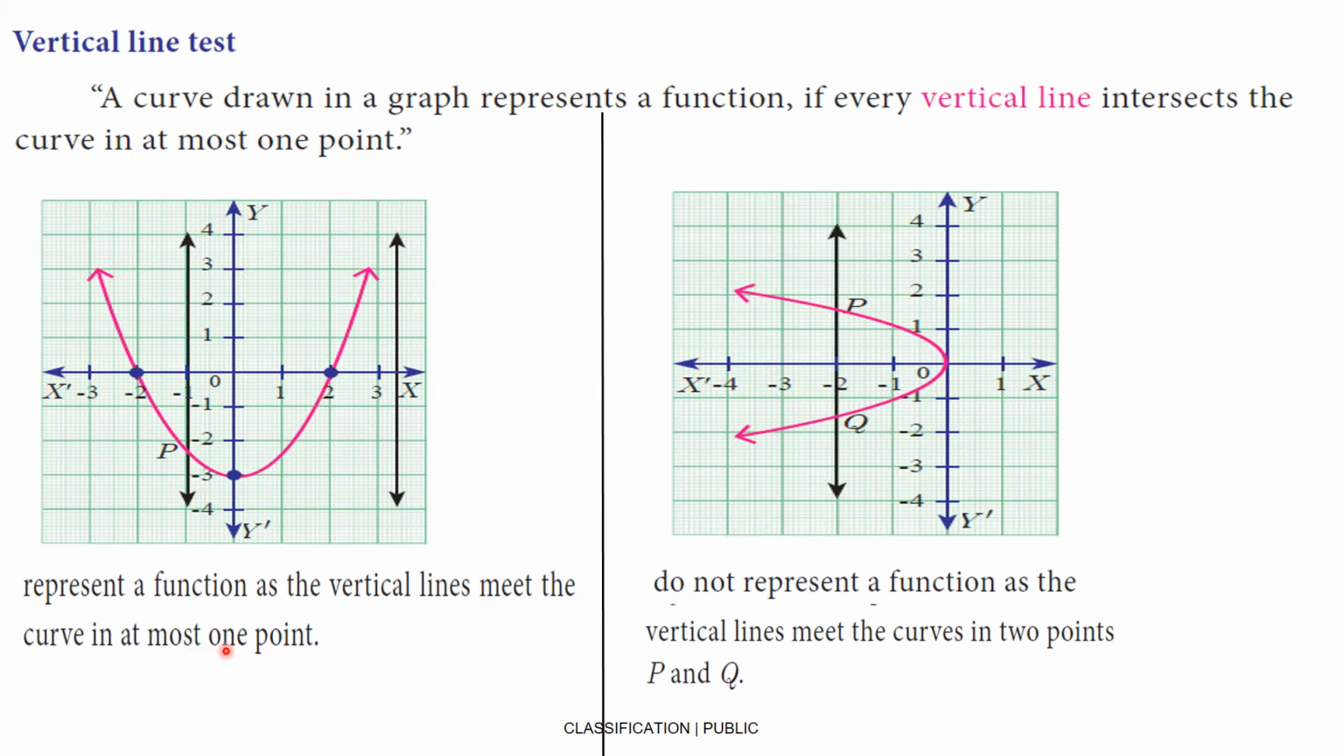Now you see this one. Here you see this curve, but here it meets at 2 points, P and Q. Therefore, it does not represent a function, as the vertical line meets the curve at 2 points P and Q. So the first figure represents a function and the second figure does not represent a function. Understood?